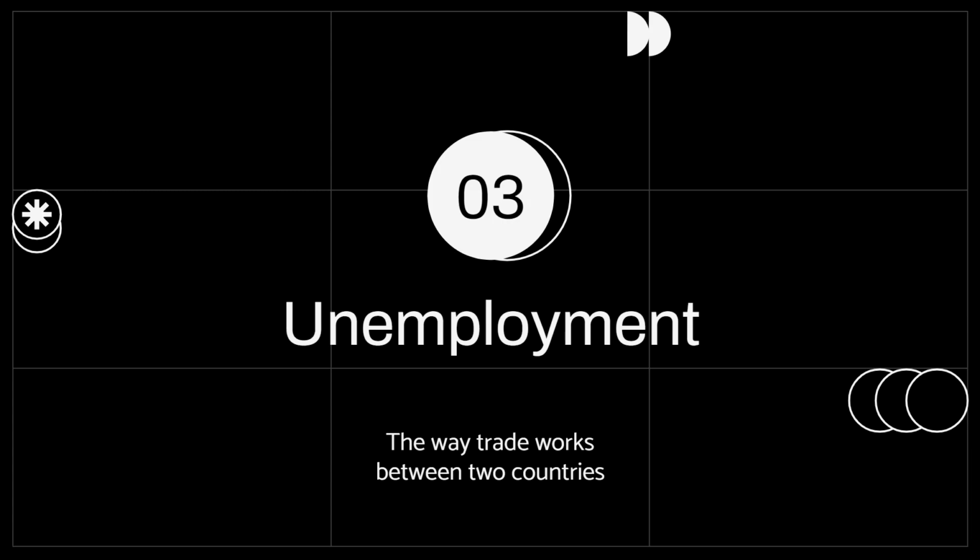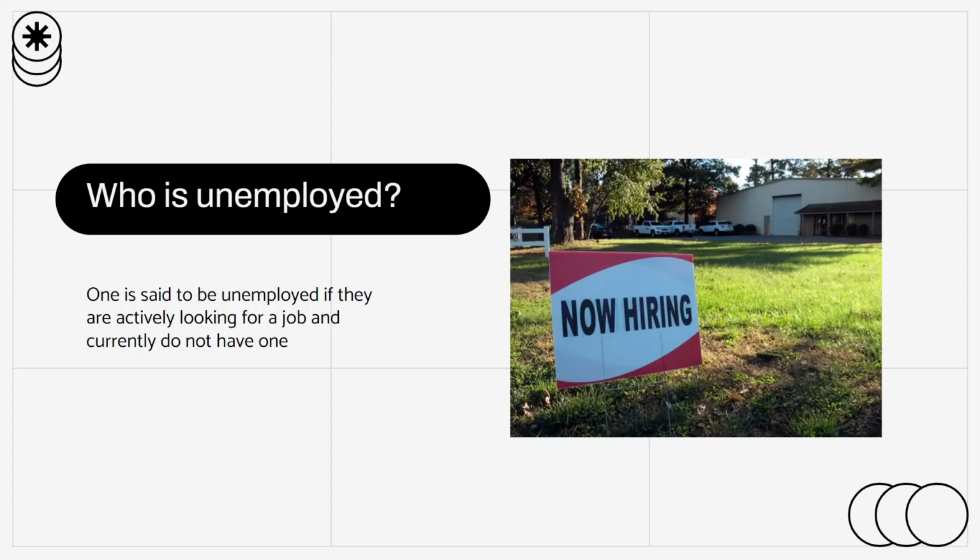Topic three: unemployment. So basically, before I go on, who is unemployed, or what is exactly considered unemployed in macroeconomics? One is said to be unemployed if they're actively looking for a job and currently do not have one. Actively looking for a job could be a bit misleading.